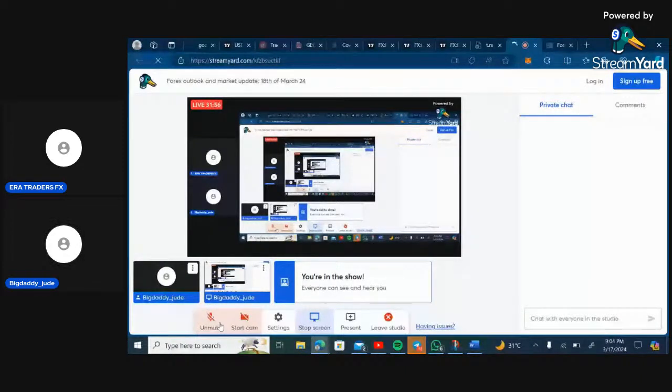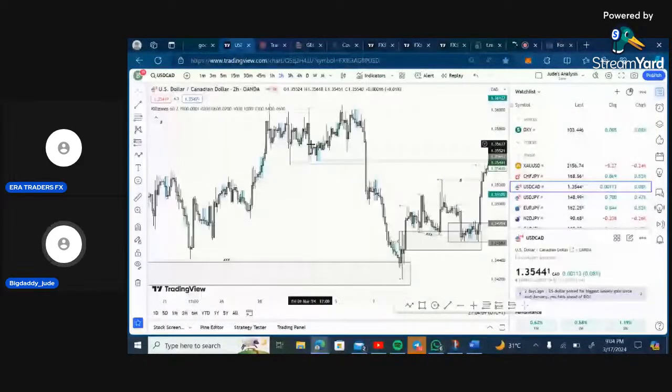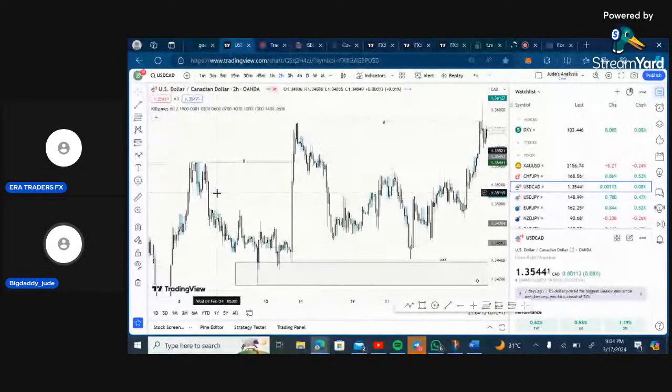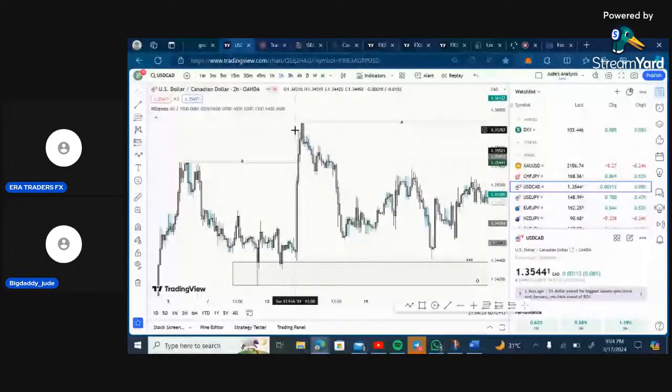So for USD CAD, now we saw this break of structure to the upside right here, and saw this break of structure. Sorry, let me come over to the 4 hour time frame.